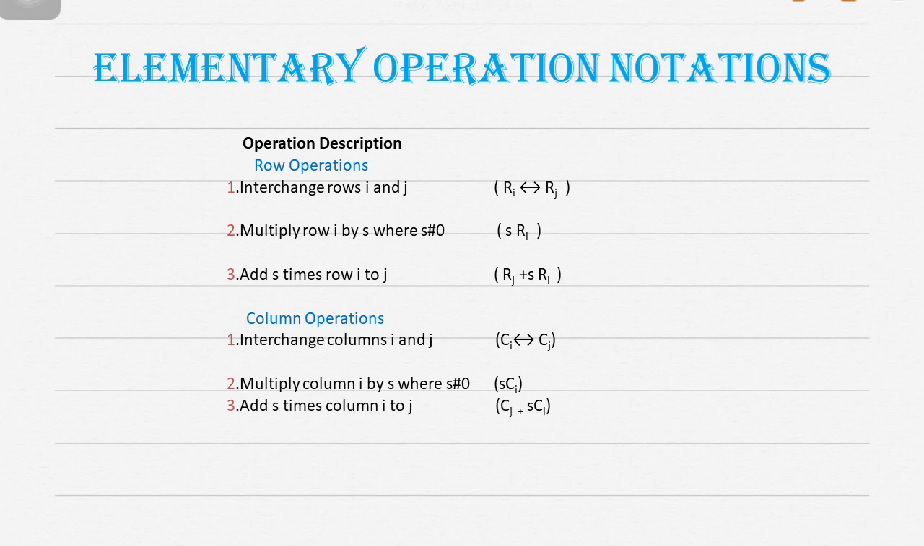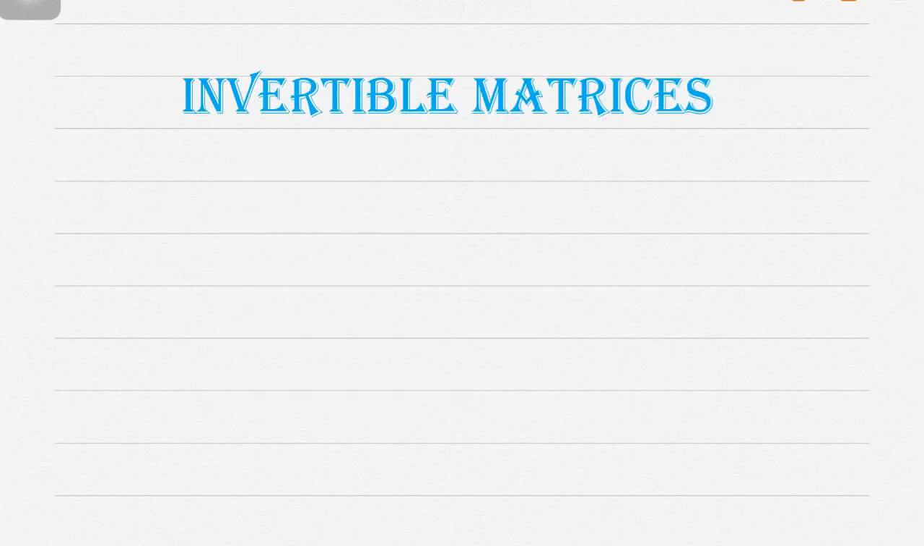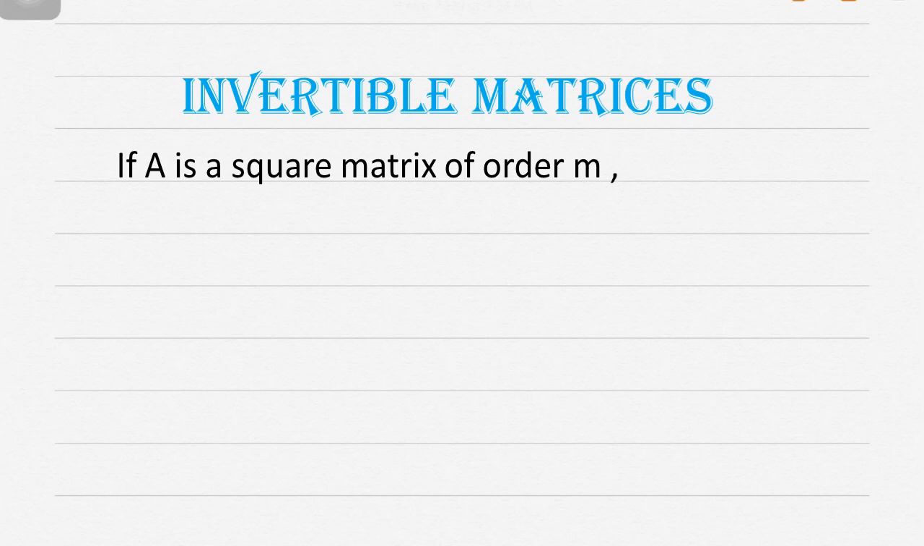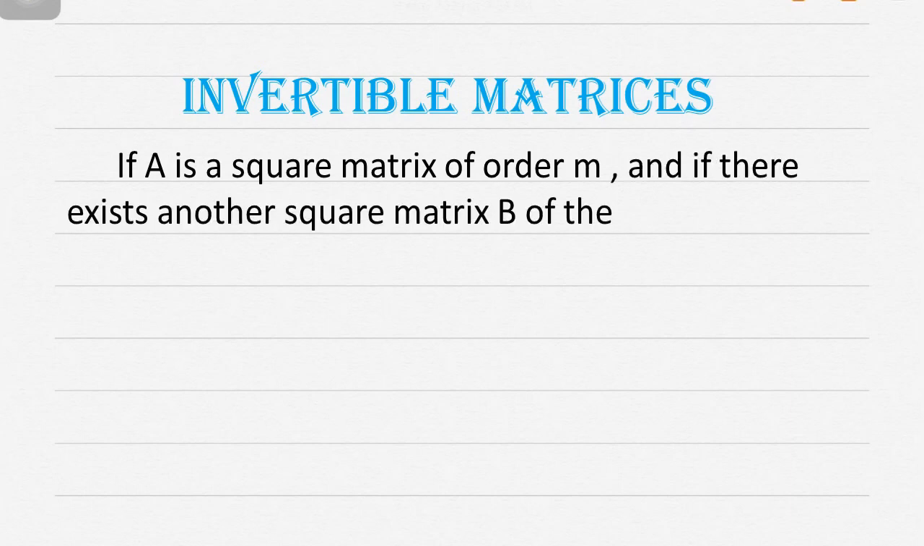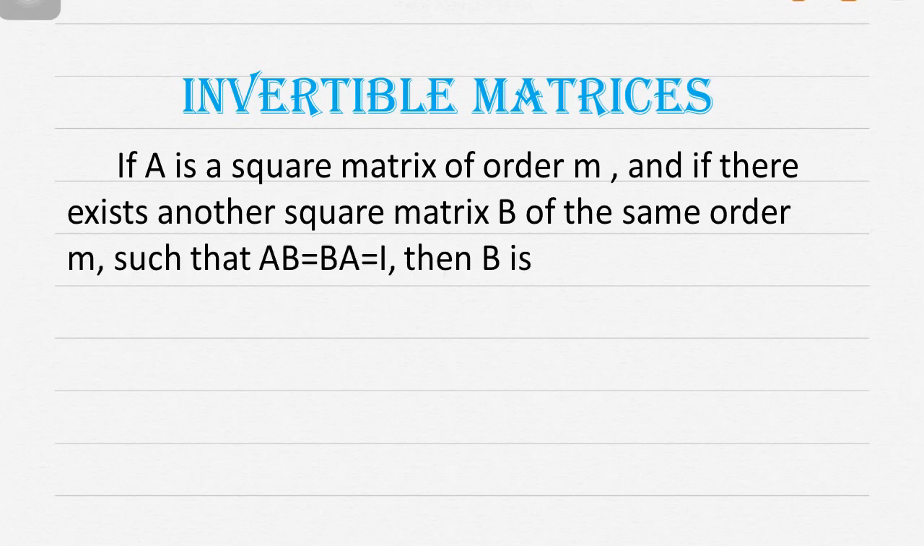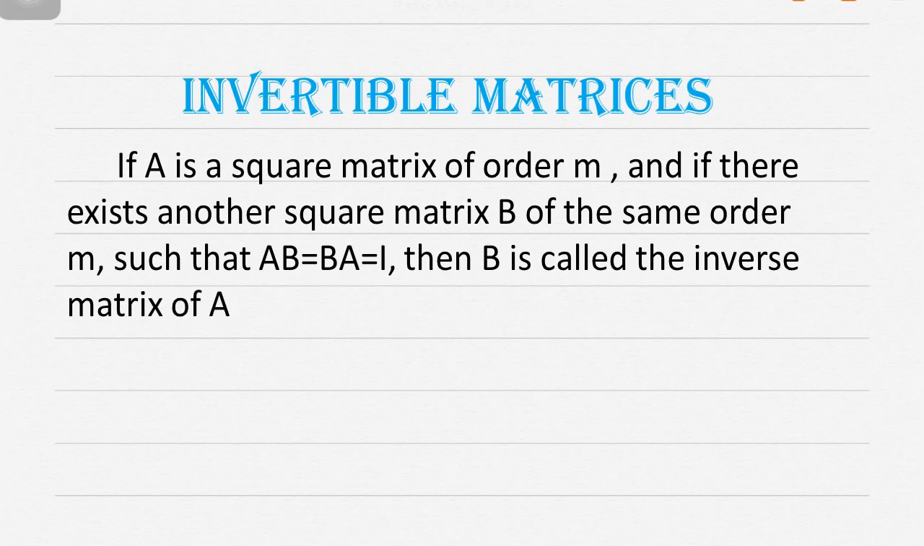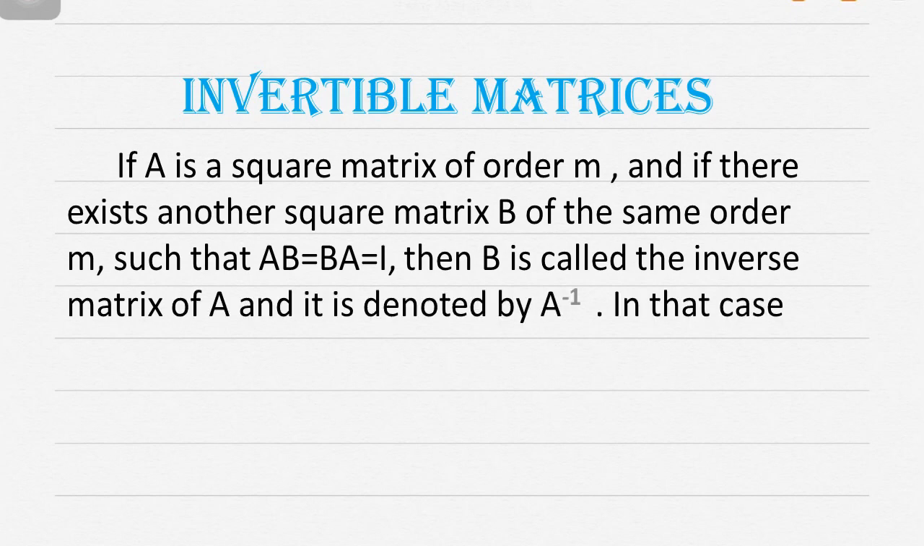Invertible matrices. If A is a square matrix of order m and there exists another square matrix B of the same order m such that AB equals BA equals I, then B is called the inverse of matrix A and it is denoted by A inverse. In this case, A is called an invertible matrix.